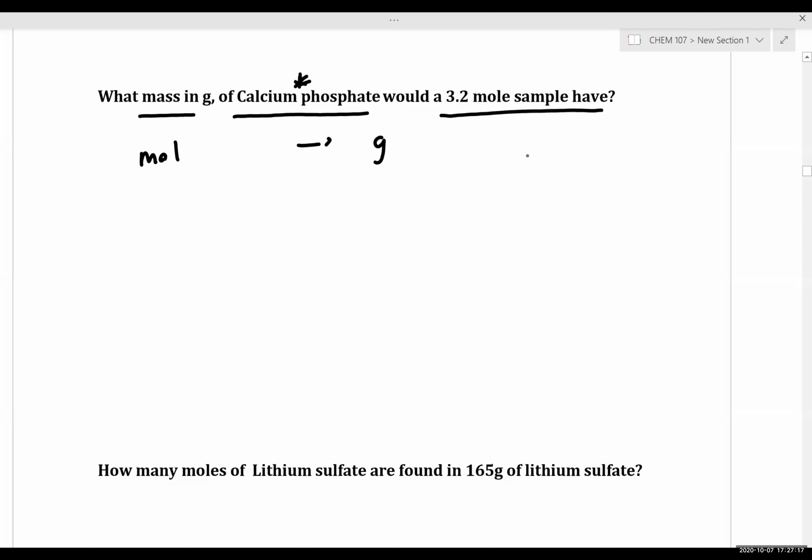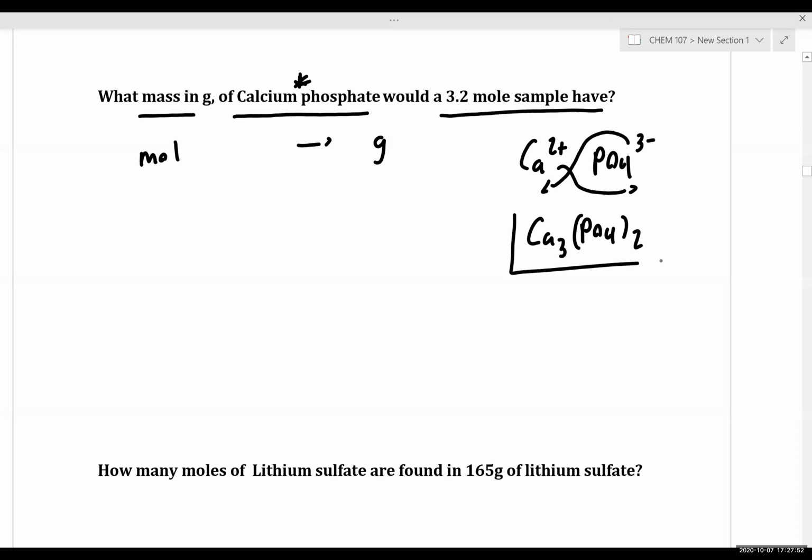So calcium phosphate. So we have calcium 2+, because this is an ionic compound. What is phosphate? Would someone like, what is the formula for phosphate? PO4. Yep. Phosphate is PO4 3-. And now that we have each of our ions, to get the formula, we simply cross each of our charges into the subscript. So that gives us calcium 3, PO4 2.